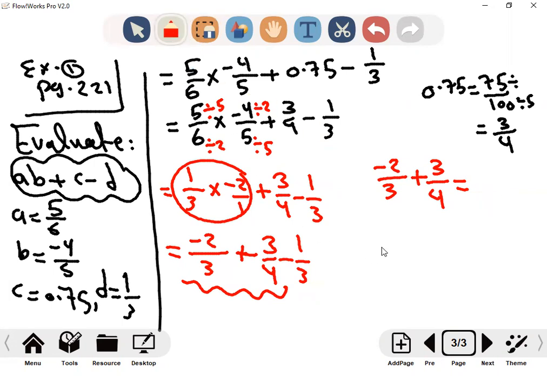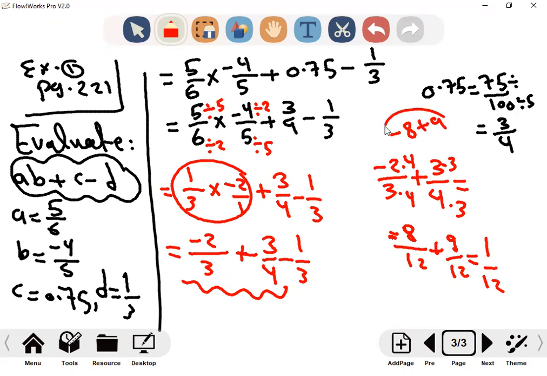So here 3 and 4 both give 12, right? Times 4, times 4, times 3, times 3. Find your answer: negative 8 over 12, 9 over 12, which gives 1 over 12. Why 1? Negative 8 plus 9. Subtract and keep the bigger sign. So the answer of these two fractions is 1 over 12.